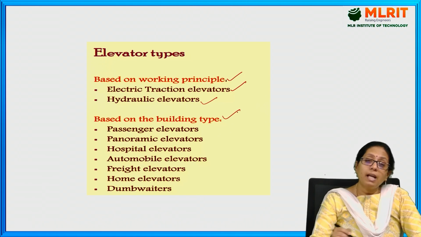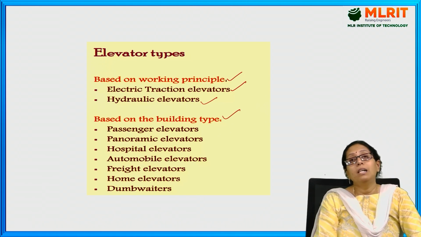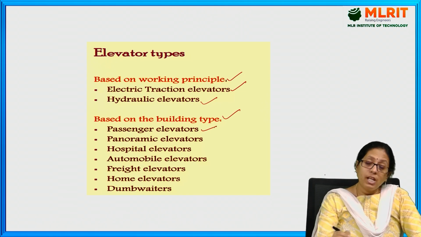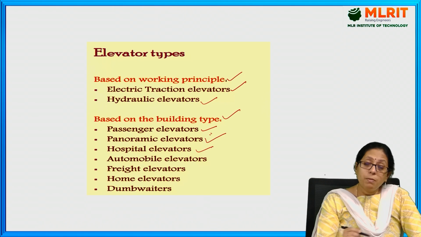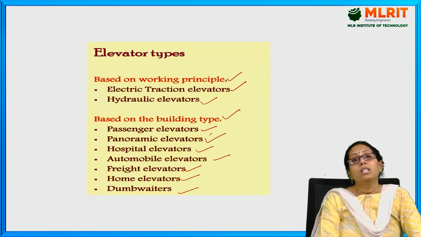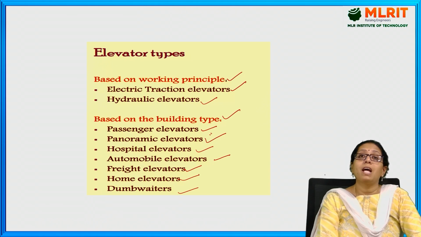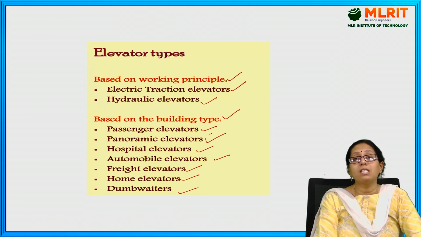The second type of categorization is based on the building type. Based on the building type, it can be a passenger elevator, a panoramic elevator, a hospital elevator, an automobile elevator, a freight elevator, a home elevator or a dumbwaiter. So there are different types of elevators based on the working principle as well as the building in which these elevators are used.